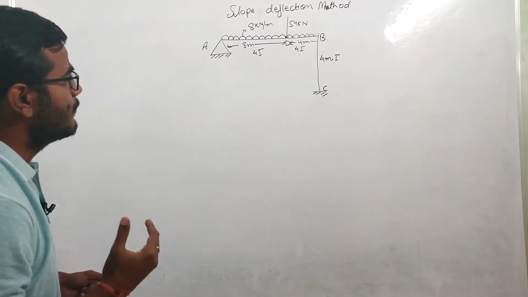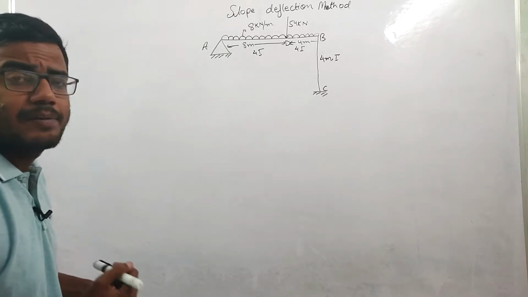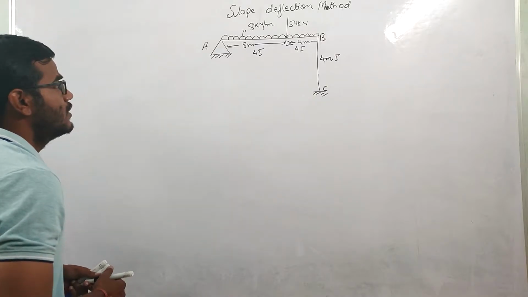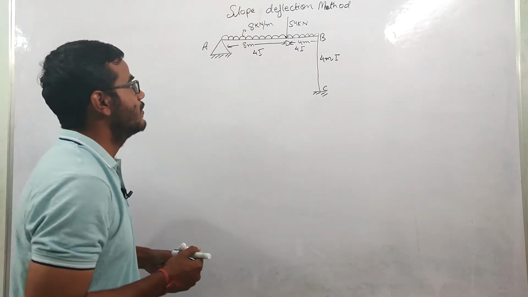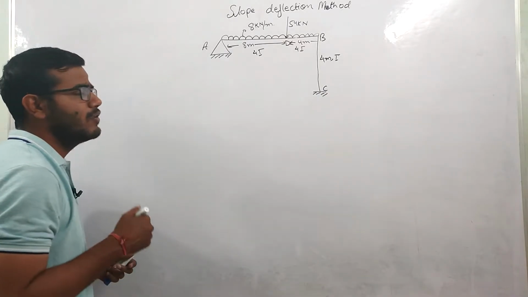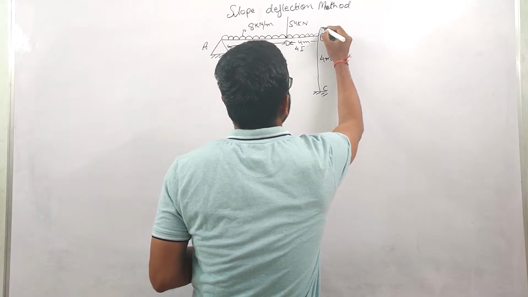Before analyzing this, let us find out the kinematic indeterminacy of this frame, because this is the basic first step which we need to follow in the slope deflection method. Kinematic indeterminacy is always defined at nodal points. This joint is a rigid joint.